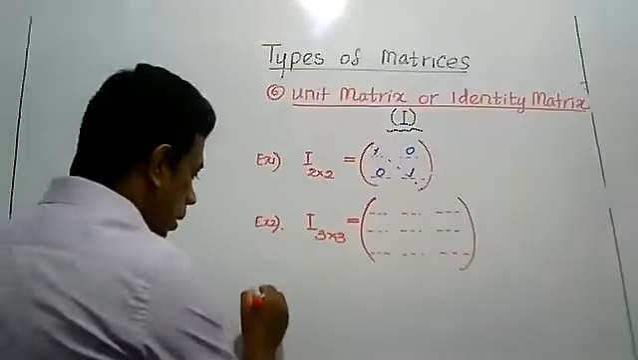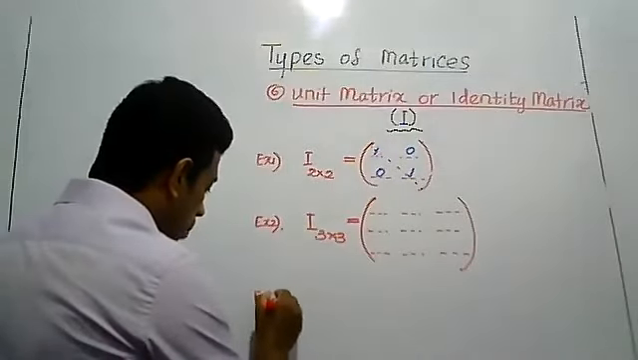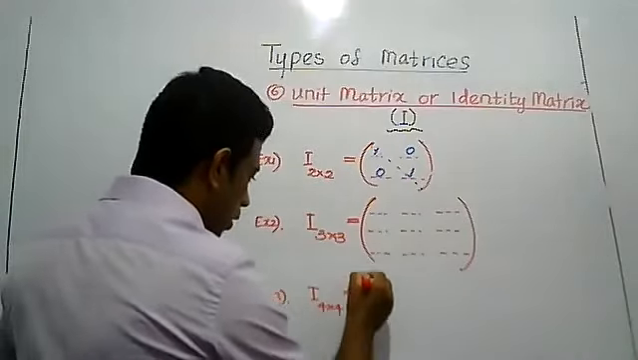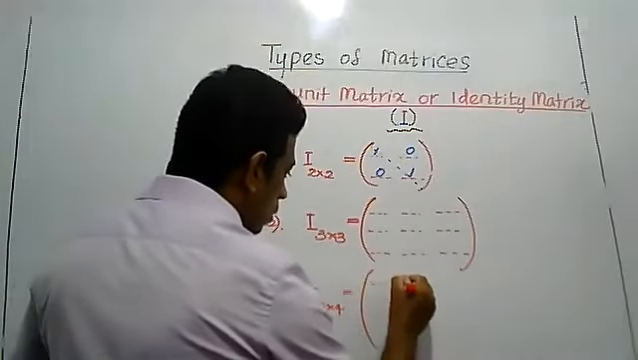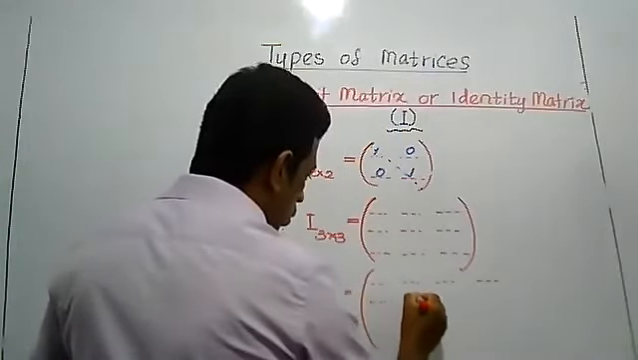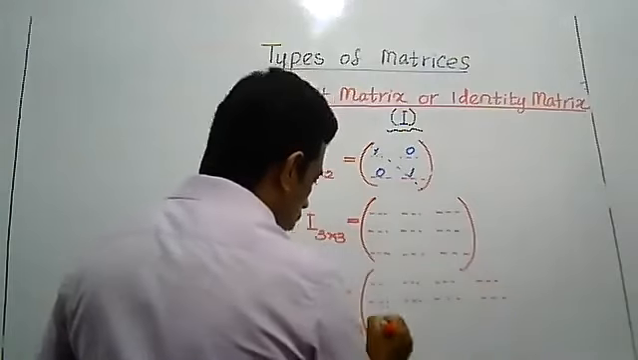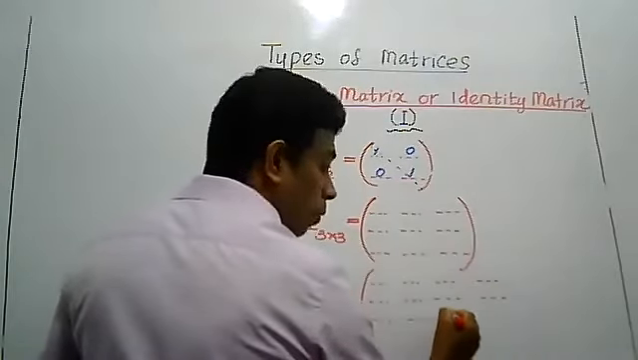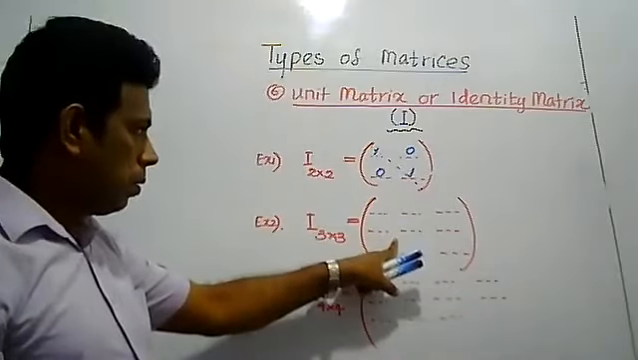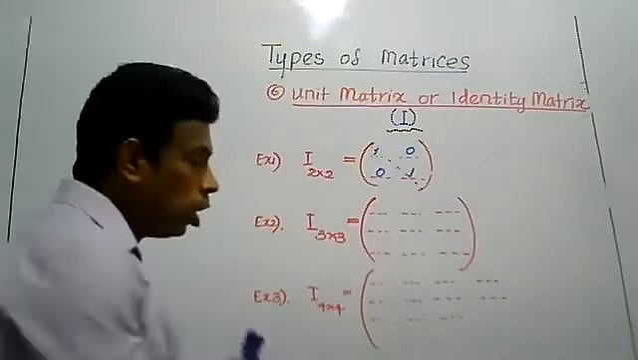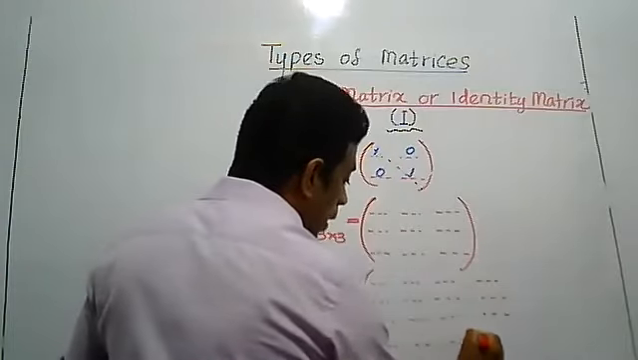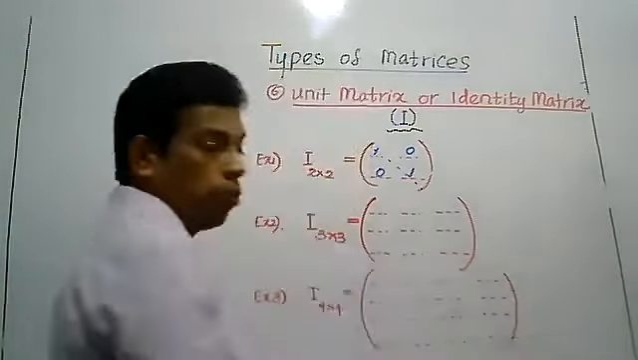Right, now I write the next one. Complete these two. Example 3: identity matrix of order 4 by 4. Write it clearly: 1, 2, 3, 4. You don't want to represent the blanks. Without representing blanks, you can write the elements.